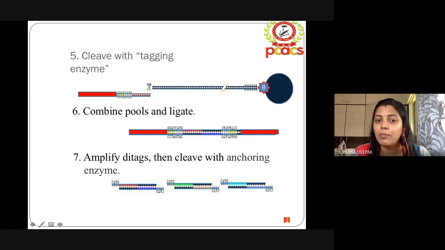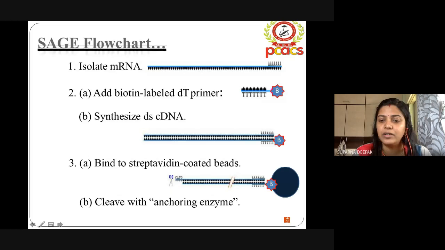Now again you will combine the pool of these molecules that you are getting, one after the other, and then what you are going to get is a ditag. You can see it here, you are going to get a ditag. Okay, so what has happened here? I'll just repeat. You have cut it over here. See this, when we cut it here with the anchoring enzyme, we have cleaved it.